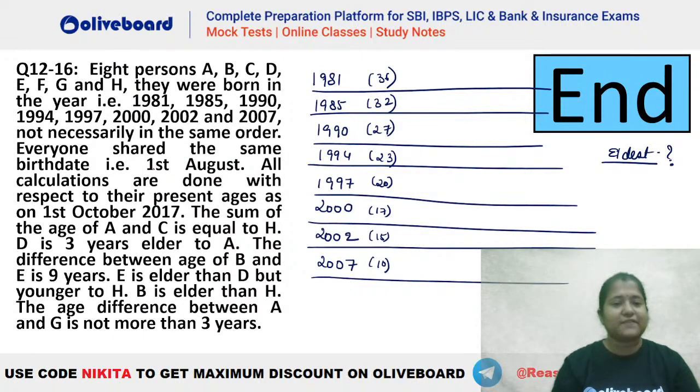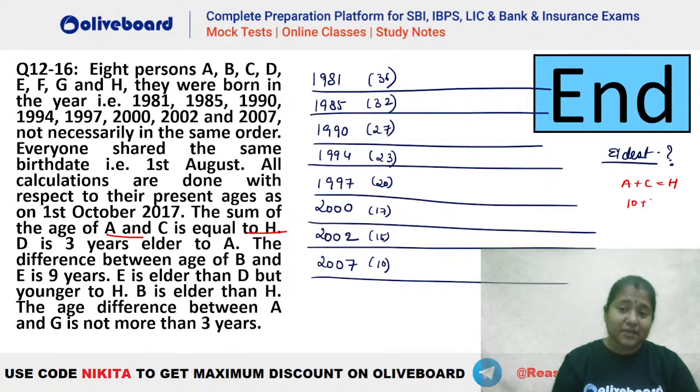चलो. So it is given that these people are born in 8 different years. You have to make the age calculation as per 2017. Now it is given the sum of A and C is equal to H. Okay, so A plus C is equal to H. This is an information given here. Now let's see what are the possibilities. 10 plus 15, 25 not there. 10 plus 17, 27 there. So you can see it can be 10 plus 17 is equal to 27. This is one possibility. Okay.